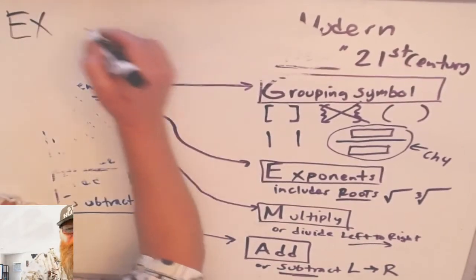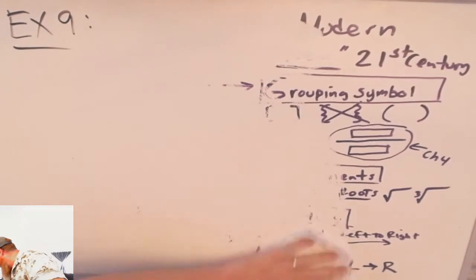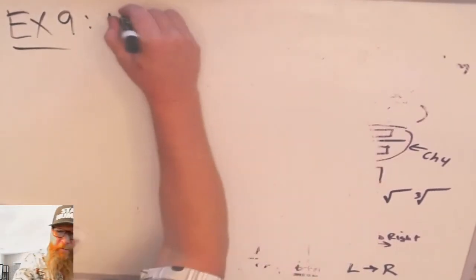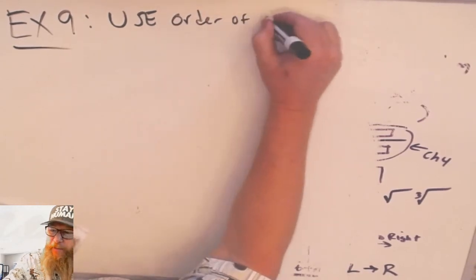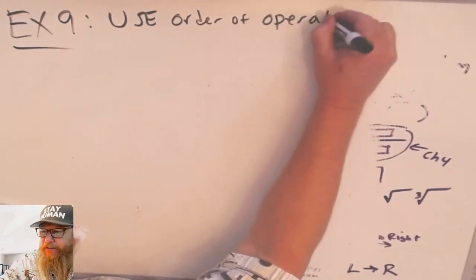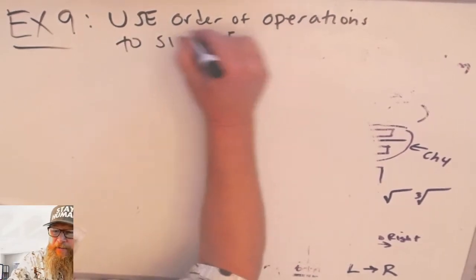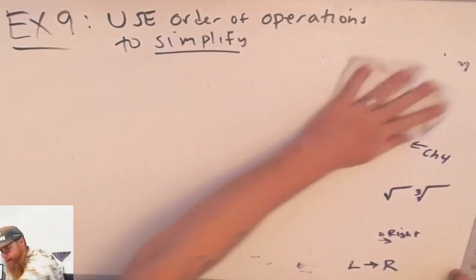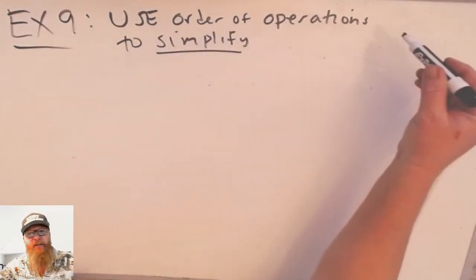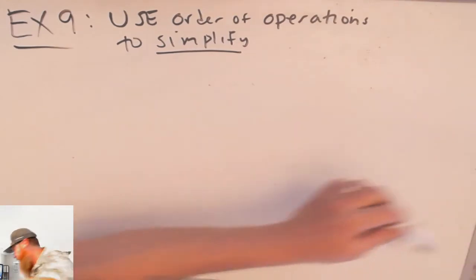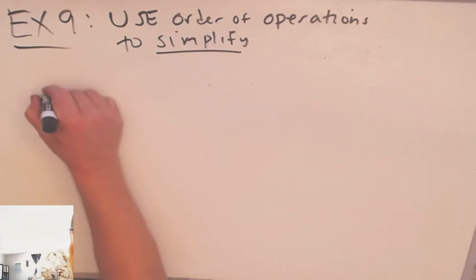Example, what am I up to? 9? Use the order of operations. At some point, I should stop telling you this to simplify or evaluate or compute or calculate or whatever. At some point, I'm just going to assume that you have to use the order of operations, whether I tell you or not. It's irrelevant. All right, so let's go.